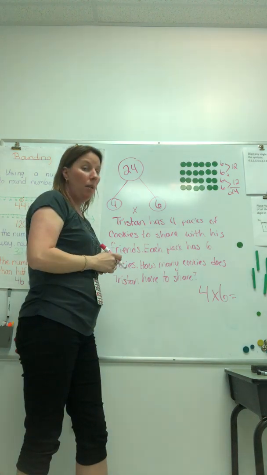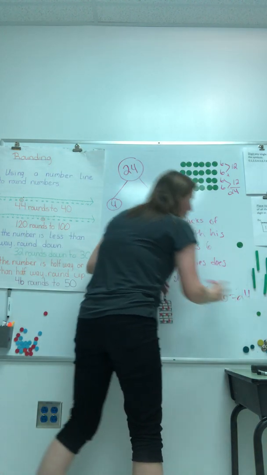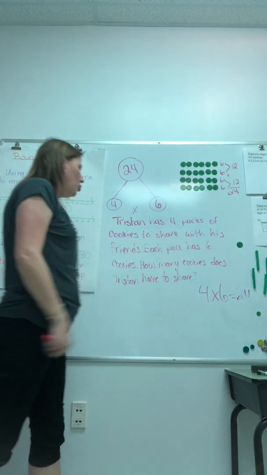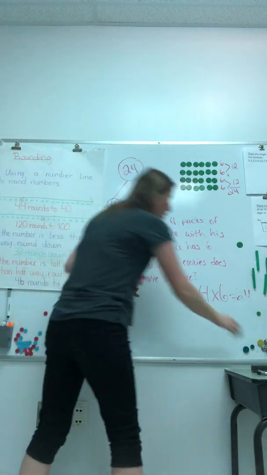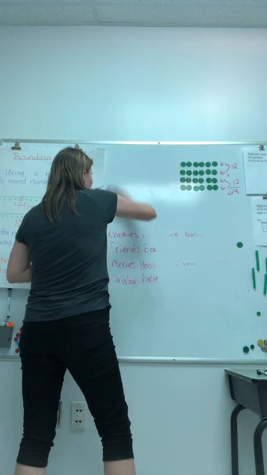4 times 6, I know that now. 4 times 6 is 24. So now we can answer the question, how many cookies does Tristan have to share? Tristan has 24 cookies to share. If it was looking for a statement, then you'd have to use your words there.